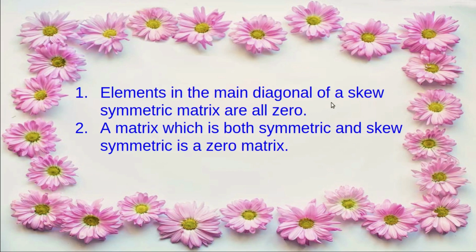Elements in the main diagonal of a skew symmetric matrix are 0. A matrix which is both symmetric and skew symmetric is a zero matrix. If a matrix is both symmetric and skew symmetric, then it is a zero matrix. That is, in the matrix, Aij equal to Aji and Aij equal to minus Aji, both conditions are satisfied only if it is a zero matrix.